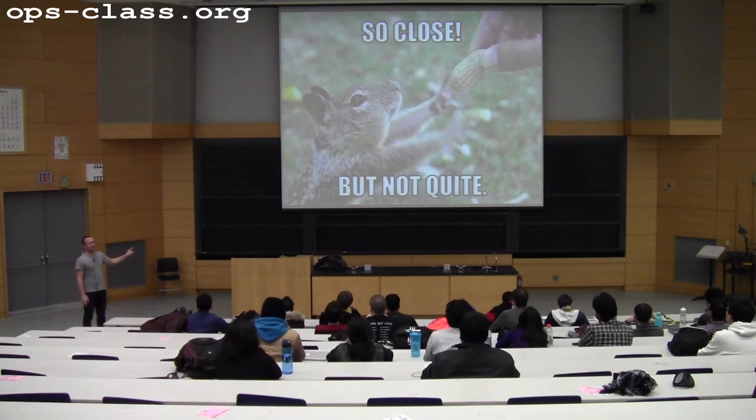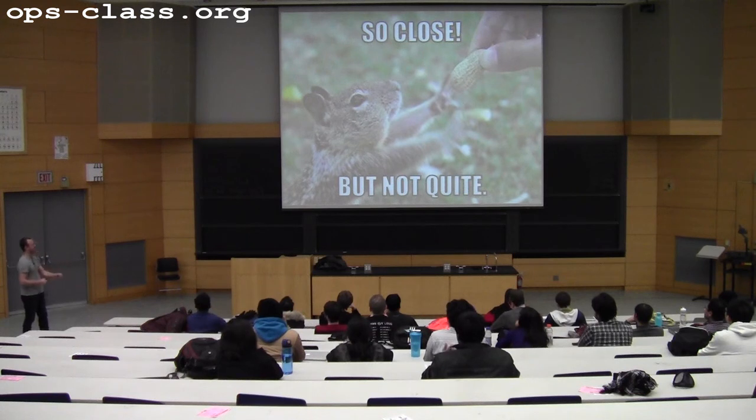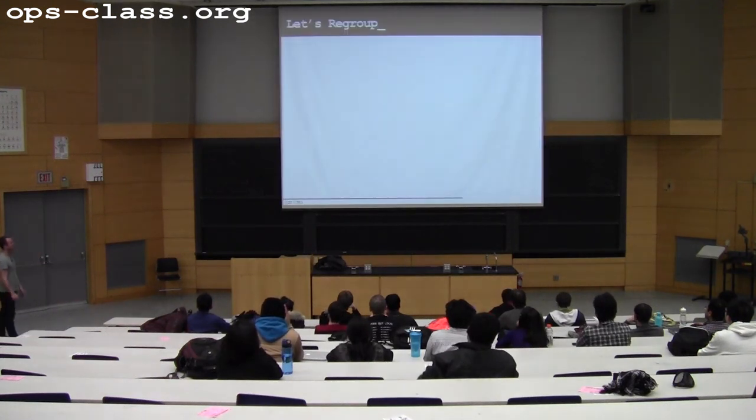I think this squirrel is actually going to be able to grab this nut. Right? It's hard to tell. It's hard to tell which direction its little arms are going. But anyway, you can decide what you want about how well the squirrel is doing. But we're not quite there.